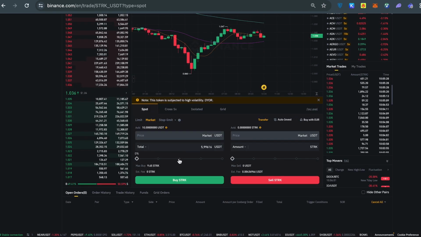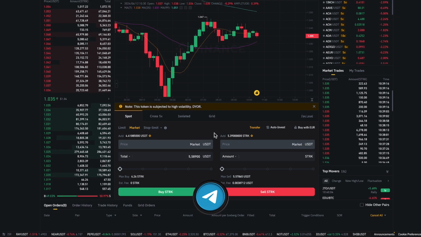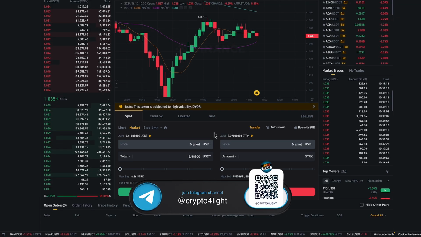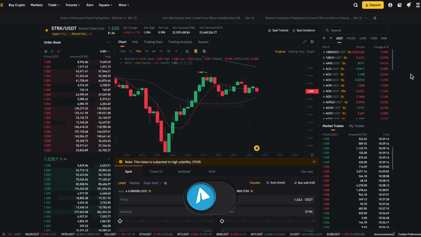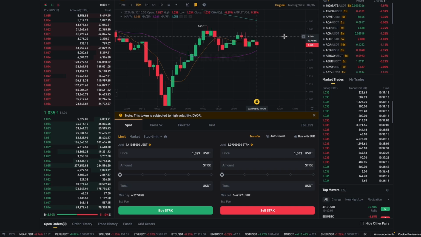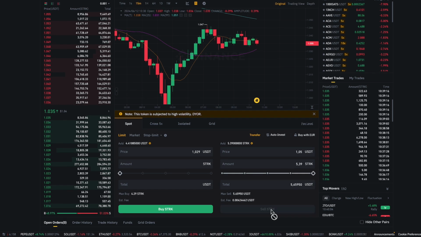I can press, let's say, 50%. I want to spend 50% by market order on Stark. Done. Here we've got available Starknet. When you get coins, you can place an order to sell by market or by limit orders. So let's take a look at how to work with limit orders to sell. We place the order. I would like to sell my Starknet at, for example, $1.05. I place the limit order to sell, fill in the full amount or some percentage, and press sell Starknet.